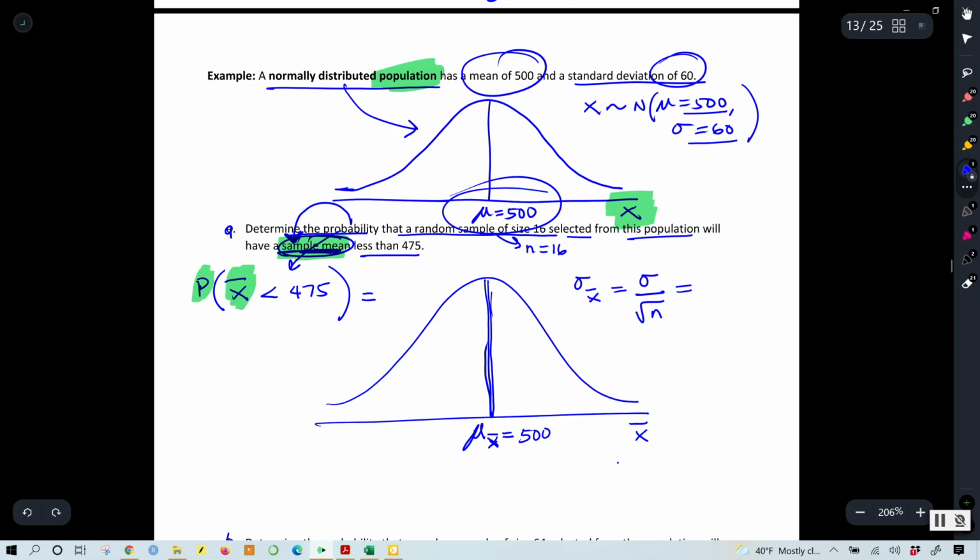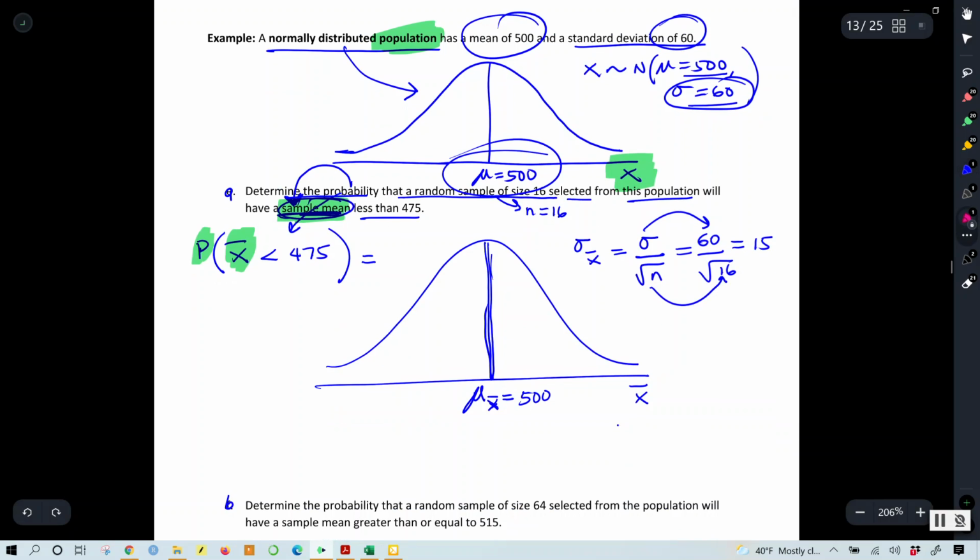I can compute. What is the population standard deviation? It was 60. I'll write that down. Divided by the square root of n. N is 16. And 60 divided by the square root of 16, which is 4, this will be equal to 15. So at this point, I have set up everything I need to compute the required probability. Now I will locate 475, and I'm interested in the area below 475. Okay, so to find that area, I will go to StatCrunch.